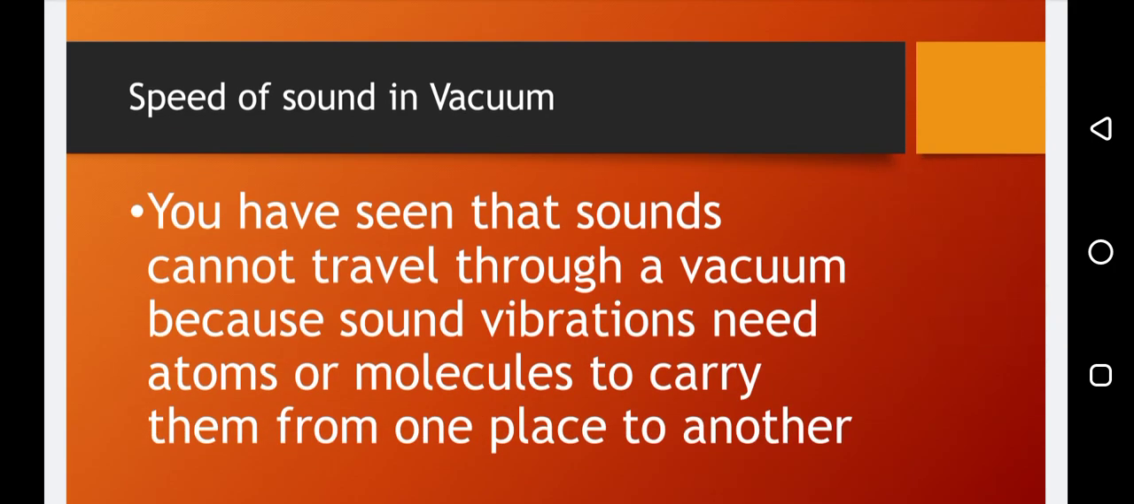So, you know very well about the speed of sound in a vacuum. What does it mean by vacuum? Vacuum means there are no air molecules; it is space free from molecules. So you have seen that sound cannot travel through a vacuum. Why does it not travel? What is the reason behind it? Because there is no air molecule. Air molecules carry the sound, carry the vibrations. This way we hear the sound. When in the world there is no air molecule, we are not able to hear the sound of each other, because the sound vibrations need atoms or molecules to carry them from one place to another.